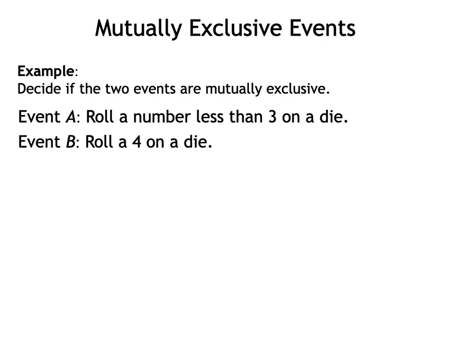So say here we decide if the two events are mutually exclusive. We have event A. Event A is that we're going to roll a number less than 3 on a die. So again, a die has 6 faces with numbers 1 up to 6. So for event A, rolling a number less than 3 would yield faces with numbers 1 and 2. That is for our event A.